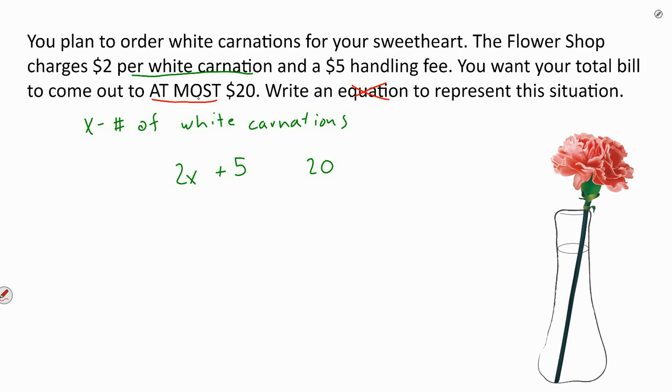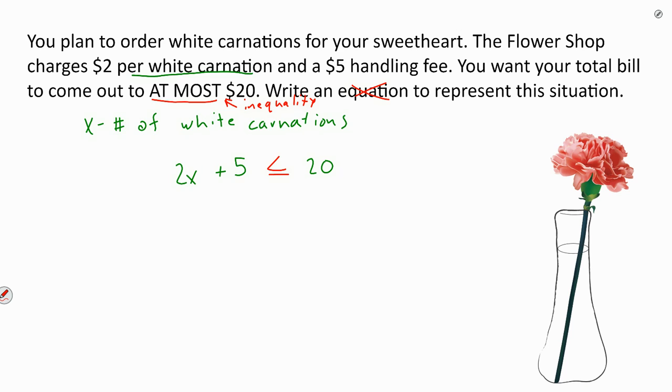When we're looking at multiple cases, that implies an inequality. So this phrase tells me I want to use an inequality. And the inequality I want to use is I want 20 to be the biggest number I have. So I want my charged amount, 2x plus 5, to be less than or equal to 20. So that phrase at most gives me the clue that this is an inequality. I have to look at more than one possible case.